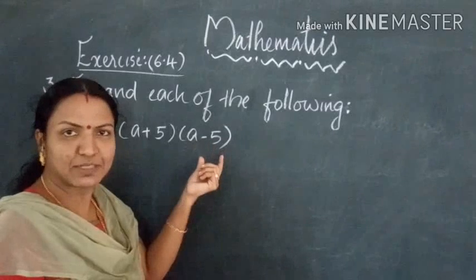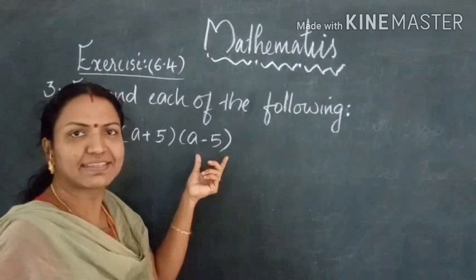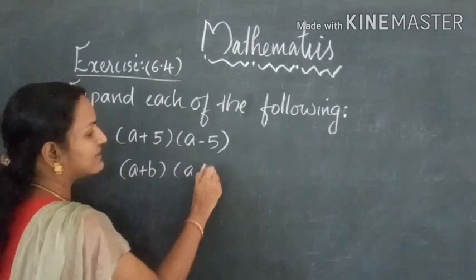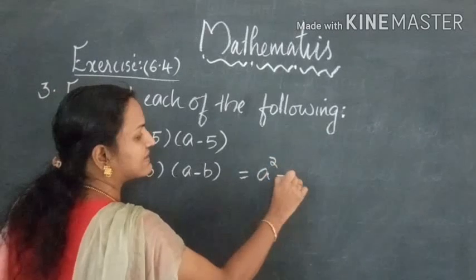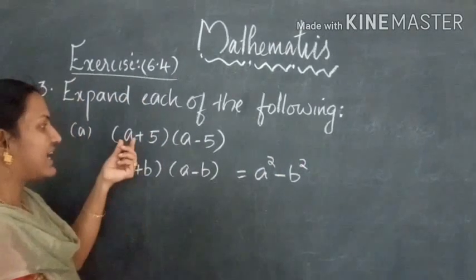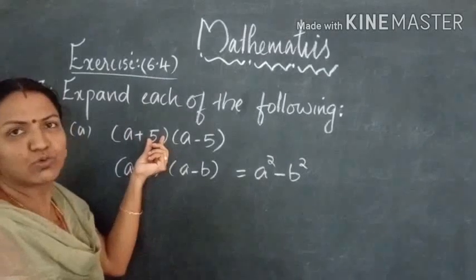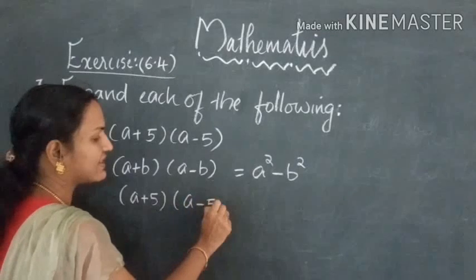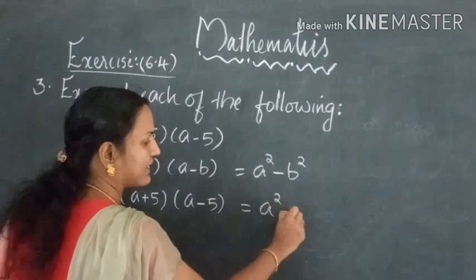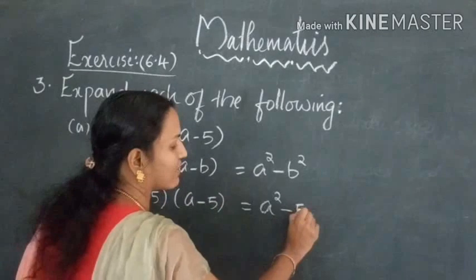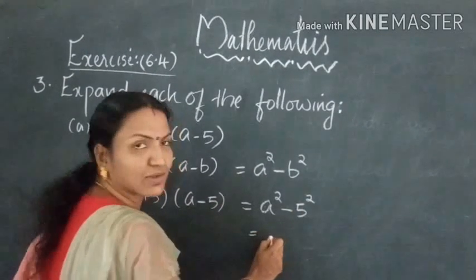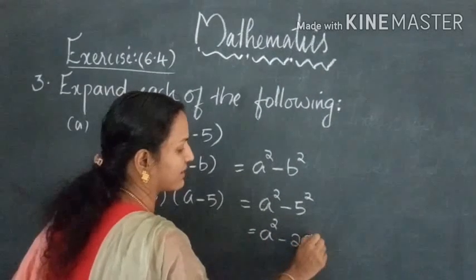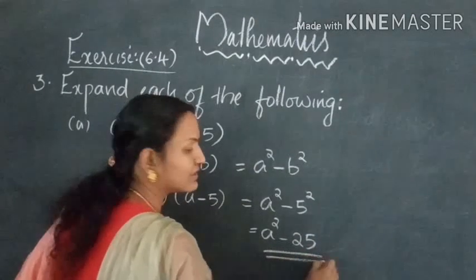(a + b)(a - b) is equal to a square minus b square. Here a is equal to a and b is equal to 5. So (a + 5)(a - 5) is equal to a square minus 5 square. 5 square is 5 into 5, 25. So the answer is a square minus 25.